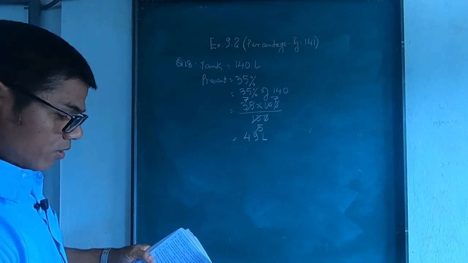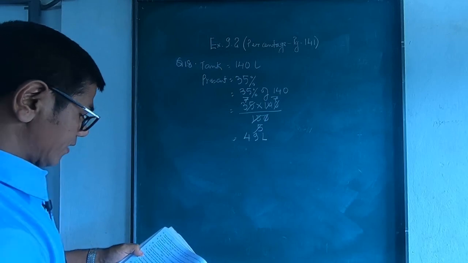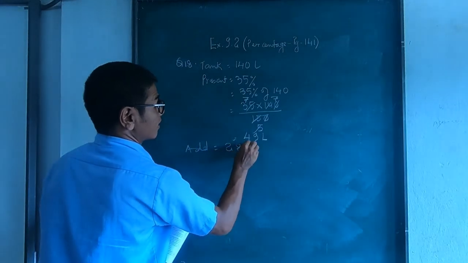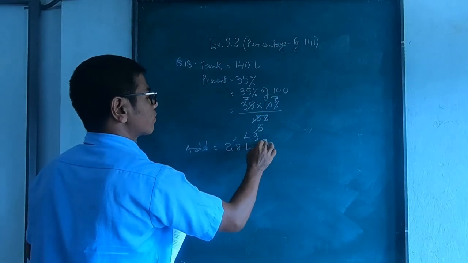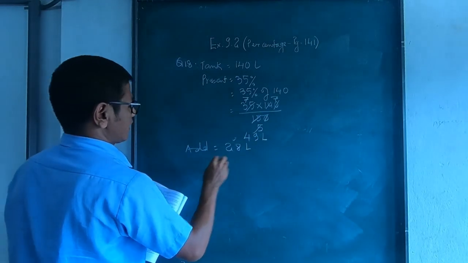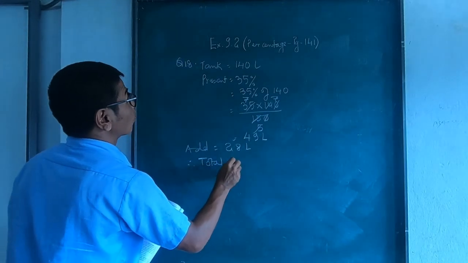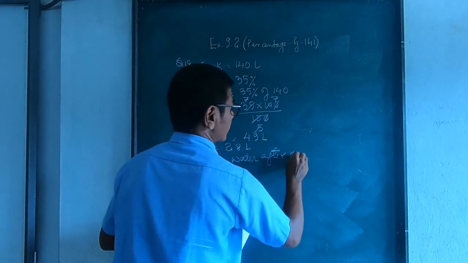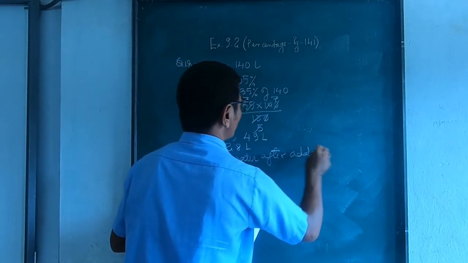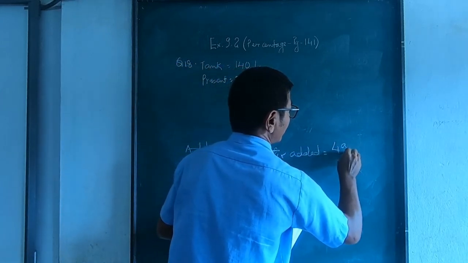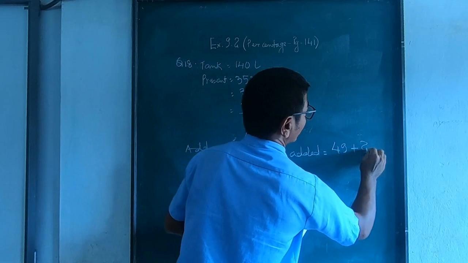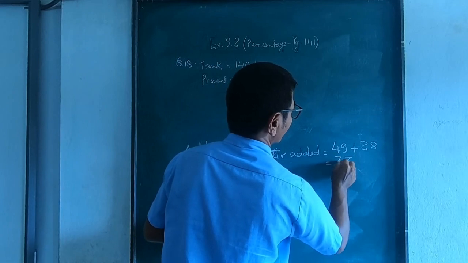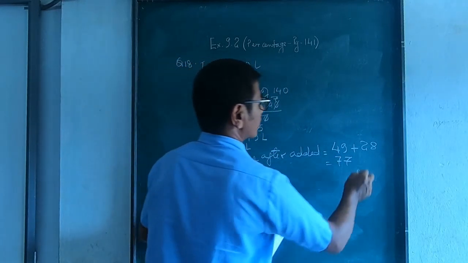So in that tank at present there is 49 liter. If 28 liters of water is added, let us write added. How much? 28 liter. In the beginning how much do we have? 49. Now how much is added? 28. Therefore total water after added equal to the previous one, 49 plus the added one, 28. 77 liter.